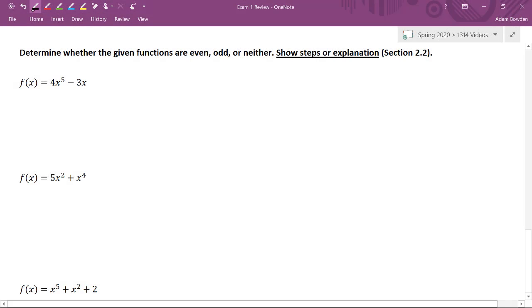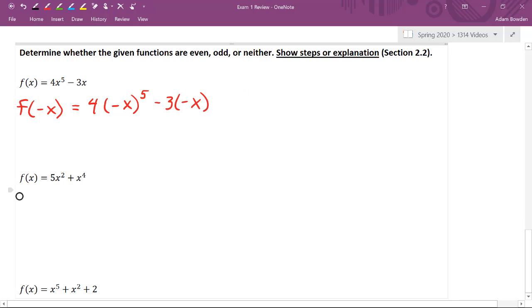On this question, we're going to determine whether the function is even, odd, or neither. In order to check for even, odd, or neither, we're going to plug in negative x into the function. So for this first one, if we do f of negative x, we'll have 4 times negative x all raised to the fifth minus 3 times negative x.